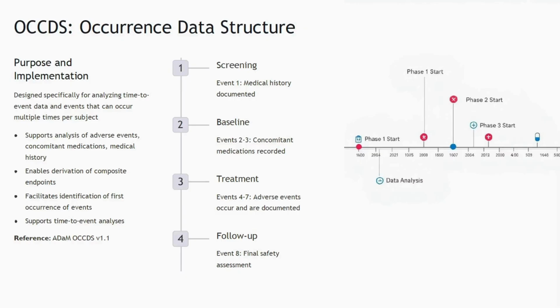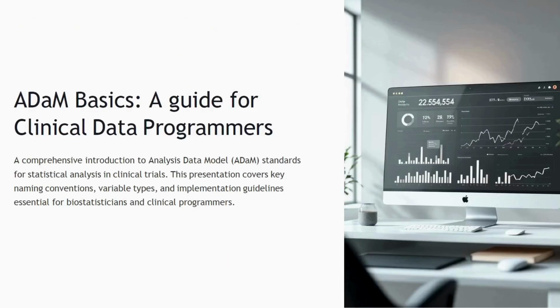of events. So here is how OCCDs work in practice: screening, where medical history is documented; baseline, where concomitant medication is recorded; treatment, where adverse events occur and are documented; and follow-up, with final safety assessments. Okay, the reference for this callout is ADaM Occurrence version 1.1.